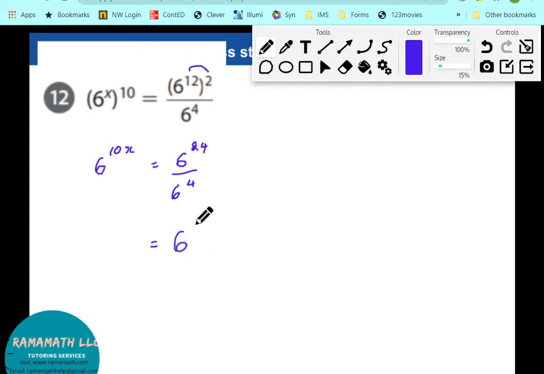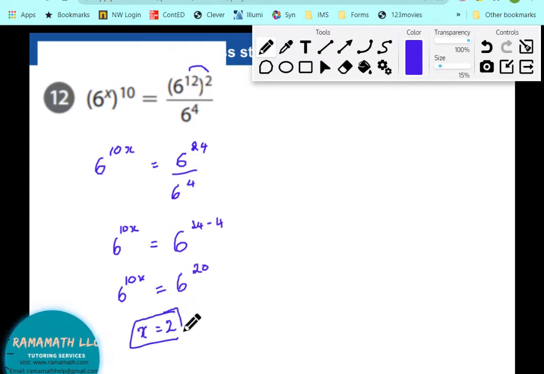That's right. That's 24 minus 4. That's going to be 6 to the 10x. Now I can see it's the same base. So 24 minus 4 is 20, and then 6 to the 10x. Now you can obviously see that 10 times what gives you 20, and you can answer that right away. Yep, you got it. Thank you. The x value is 2.